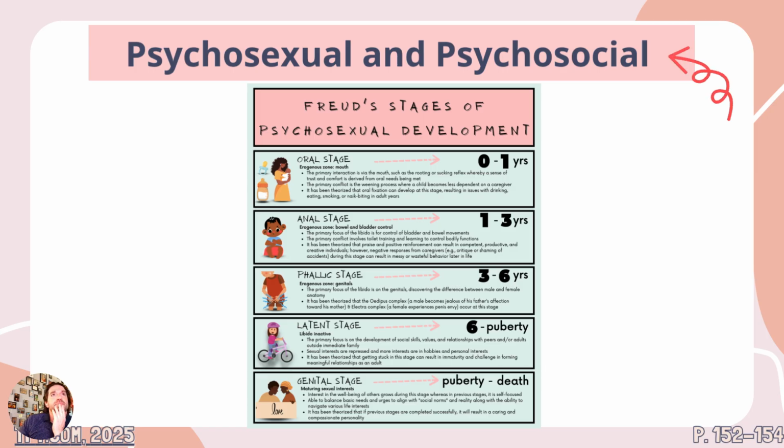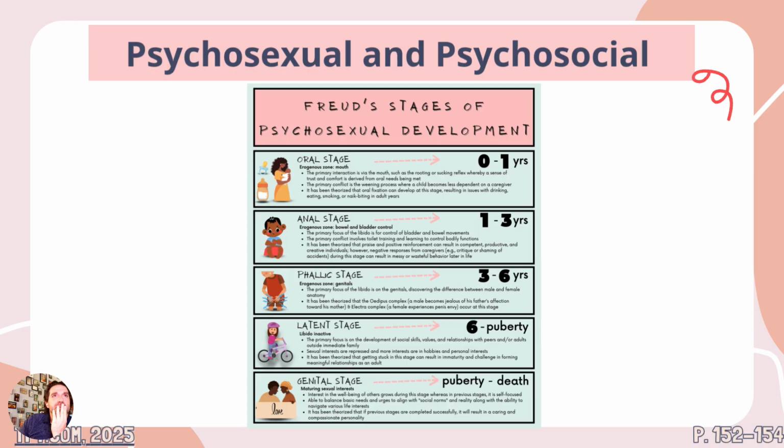Phallic, discovering the differences between boys and girls, male and female anatomy. Latent, focus on developing social skills, values, relationships. That's to puberty. And from puberty to death, you just focus on your genitals. No.